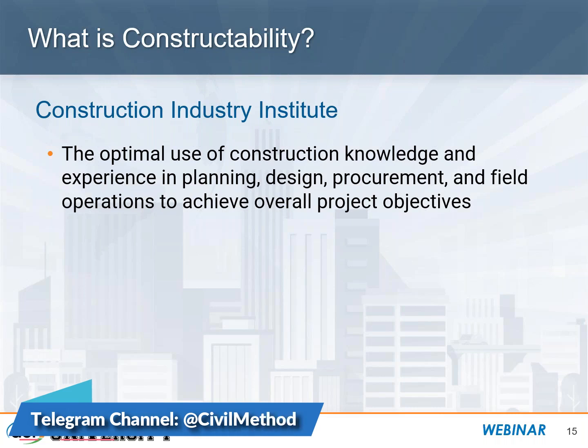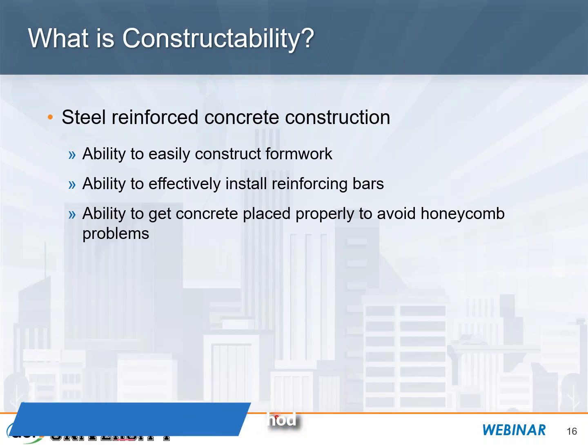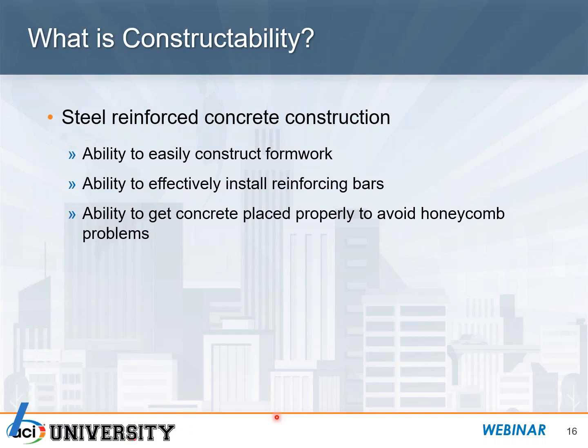Now, we'd like to get a little more specific for steel reinforced concrete construction. As we know, any reinforced concrete structure consists of the formwork, the reinforcing bars, and the concrete. So given the fact, and we'll talk about this a little bit later, in terms of the overall cost, we know the formwork is generally 50 to 60% of the overall cost of the structure. So what does that mean for constructability? We'd like to be able to easily construct the formwork, okay?